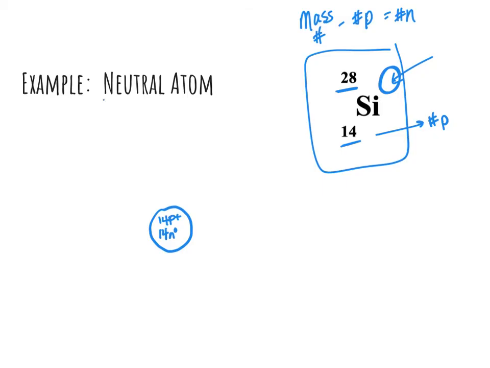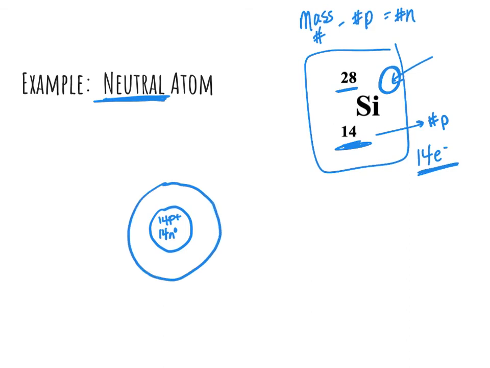So since we know that this is a neutral atom, and we talked about what a neutral atom means, if I know that I have 14 positive charges in my nucleus, that means that to be neutral, I would have to have 14 negative charges in my electron cloud. So I know that I'm going to have 14 electrons that I'm putting around on my energy levels. So for the first energy level, there are 2 electrons that can fit in that one.